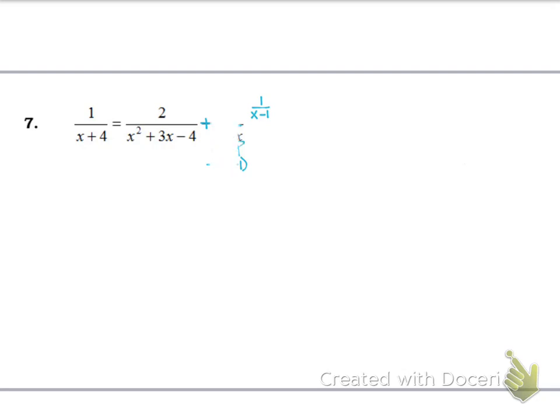So I'm going to take him out and put my 1 over x minus 1. Because I had a negative on top and bottom when I took him out. Two negatives cancel and make a positive. So let's figure out what they share. So I'm going to have to factor that center one there. So multiplies to negative 4 adds to 3 is going to be 4 and negative 1.